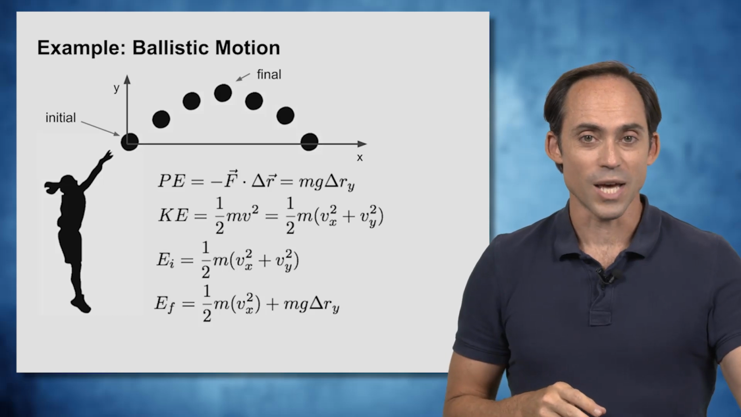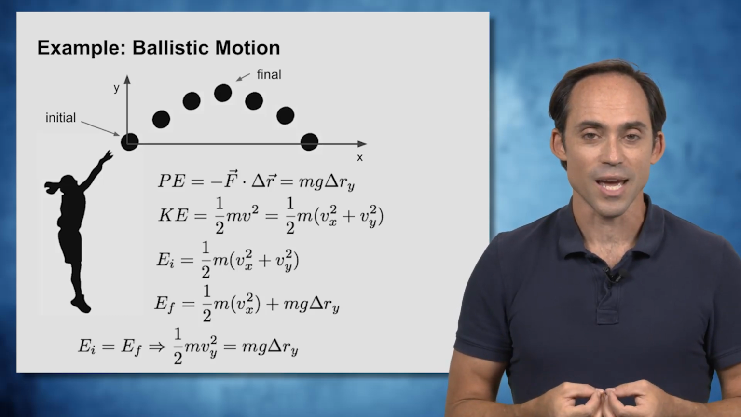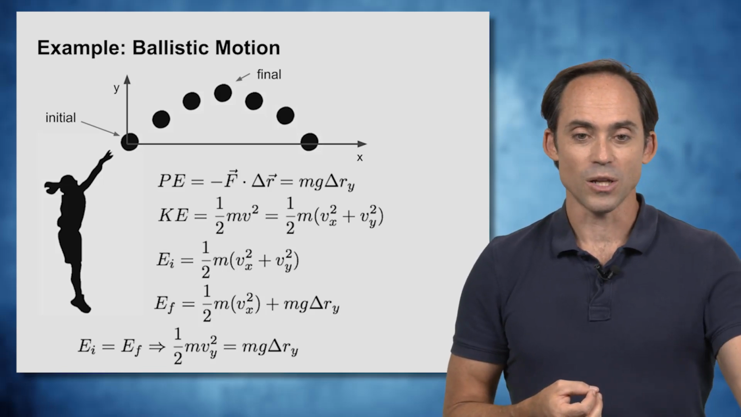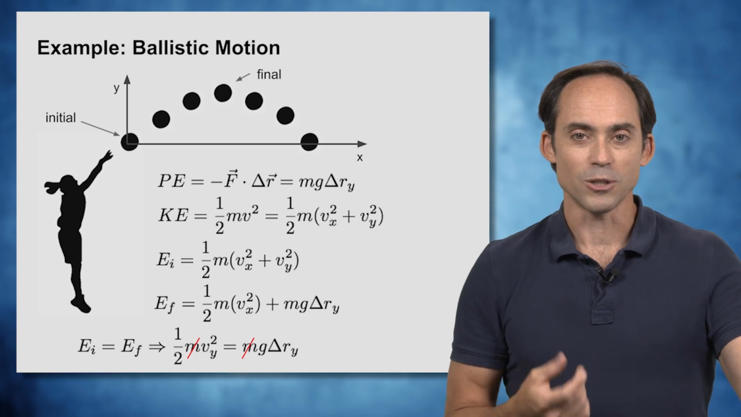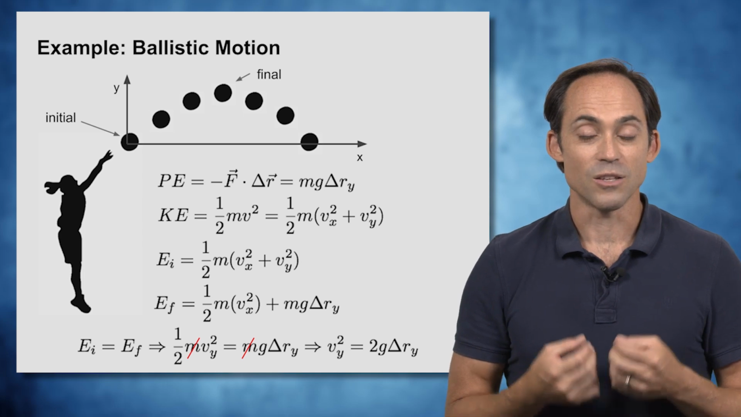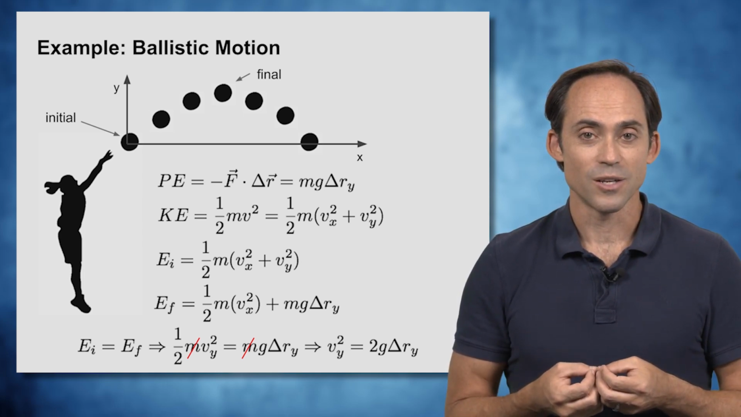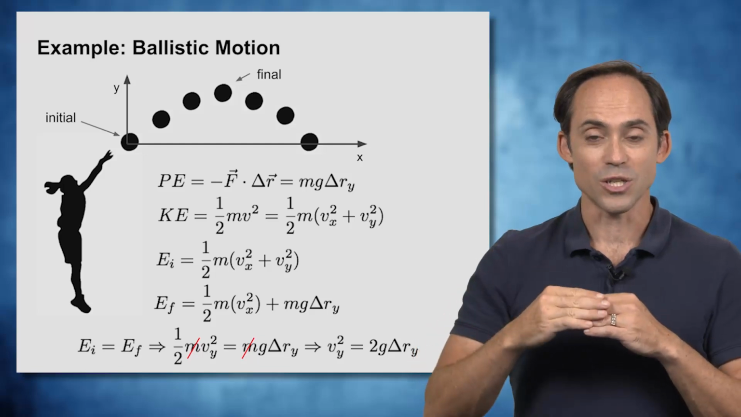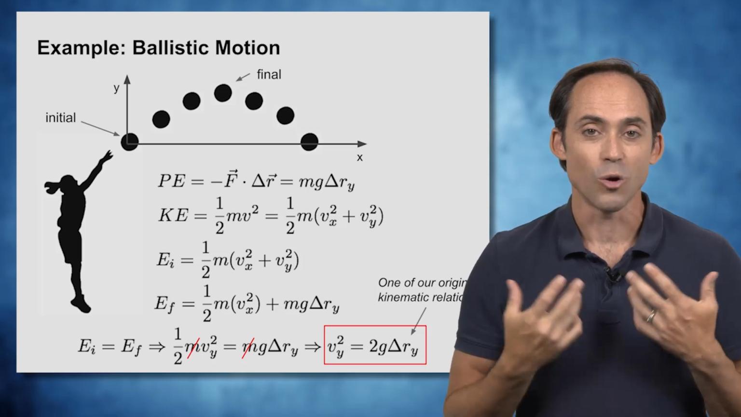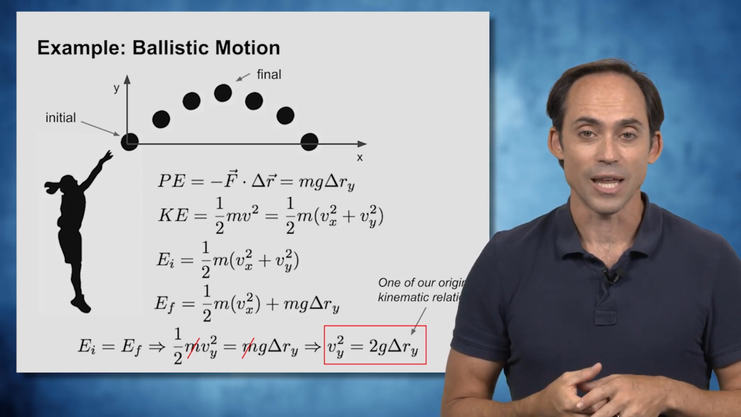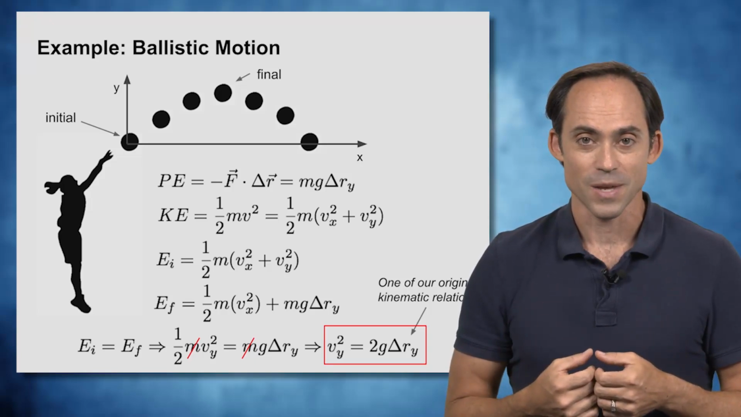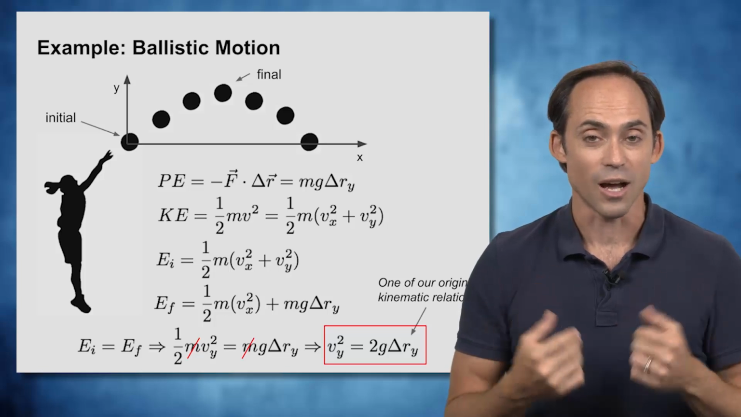Now, if it's true that the initial and final energies are the same, then I can equate these two expressions to each other. After a little manipulation, canceling out the m's and multiplying both sides by 2, we end up with this expression, which relates the initial speed, vy squared, to the gravitational acceleration and the maximum displacement. Of course, you'll remember that this is one of our original kinematic relations that relates the change in the speed squared to the acceleration and the displacement. And that comes from energy conservation.